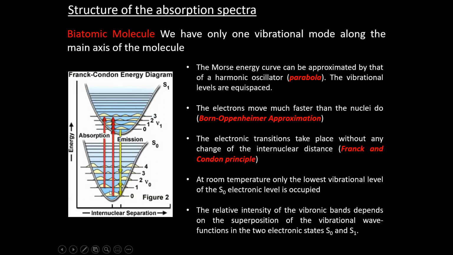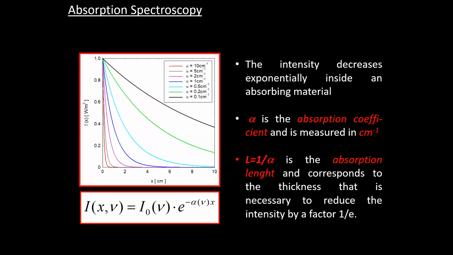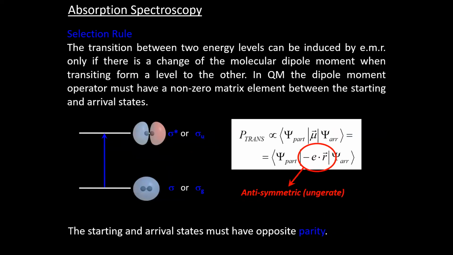Because when you make a transition from here to an upper level, remember that when you calculate transitions between energy levels, you use, let me go back, this formula here. The probability to have a transition is the expected value of the dipole moment between the arrival and the departure states. Okay? So what is important is the superposition of the wave functions of the arrival and the departure state. It is important that these wave functions are superimposed.